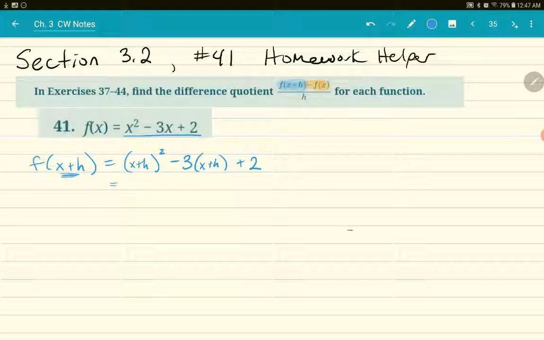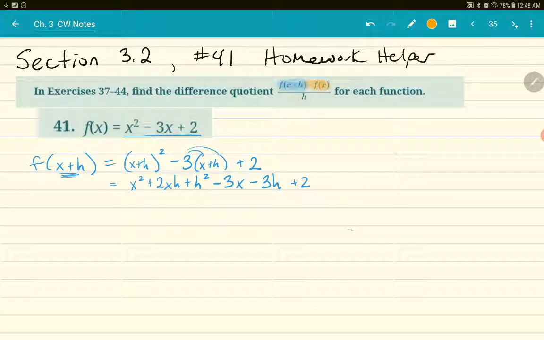All right, now I need to evaluate this. So I need to square that first term. So that's x squared plus 2xh plus h squared. And then the second term I have to distribute my negative 3. So I get negative 3x minus 3h. And then I have a plus 2. Let's see, I don't have any like terms here, so that's as simple as I can make it, and that's just what it's going to have to look like.